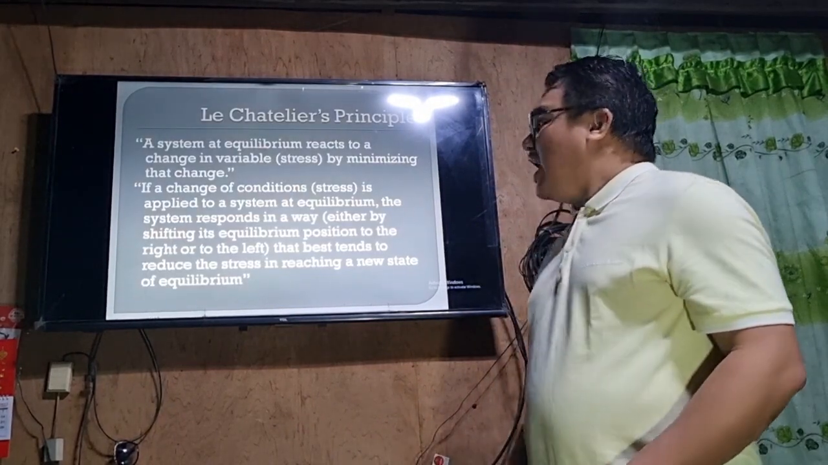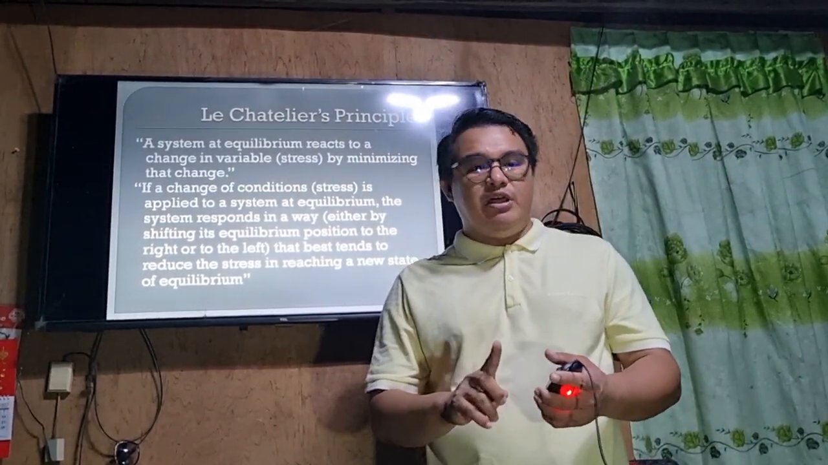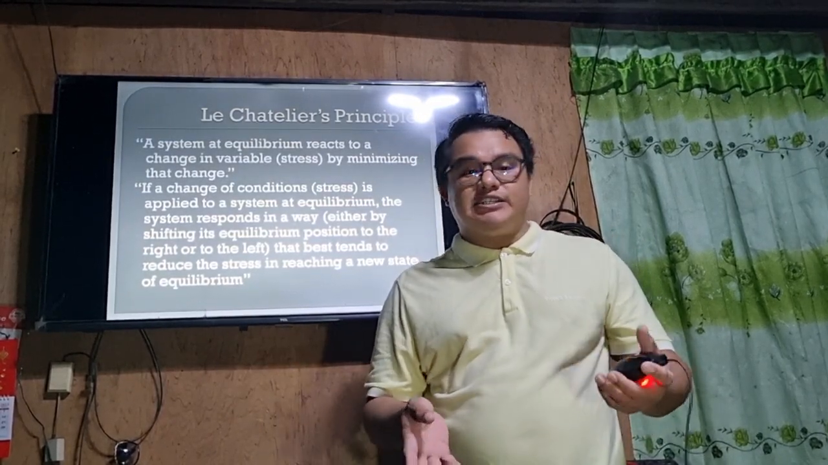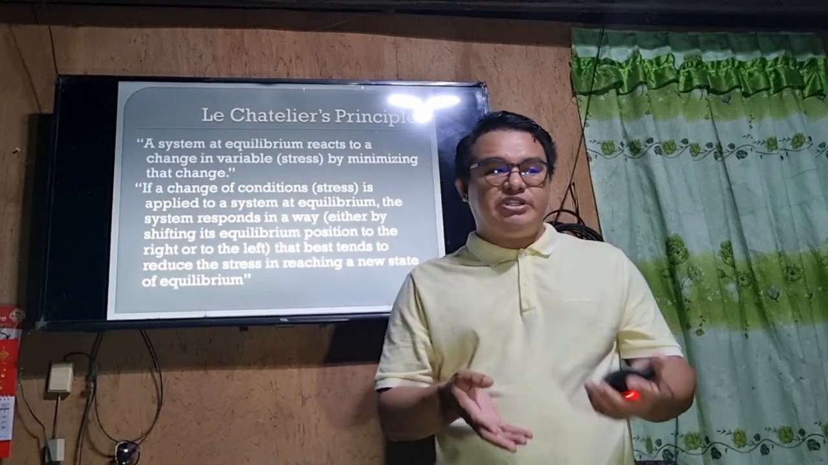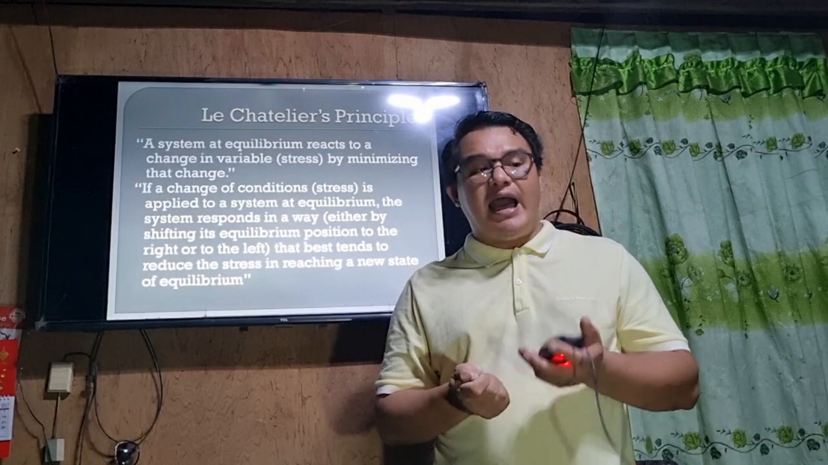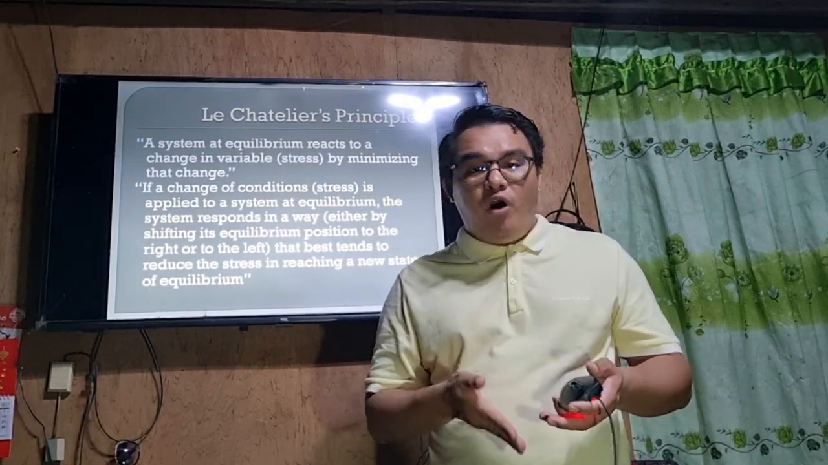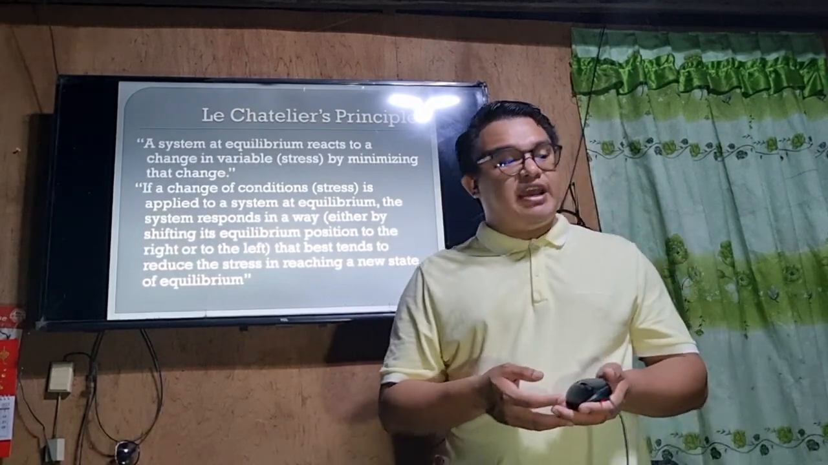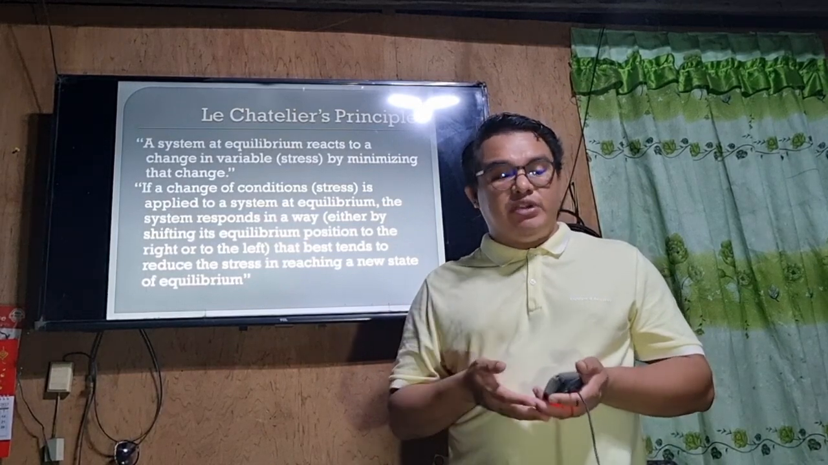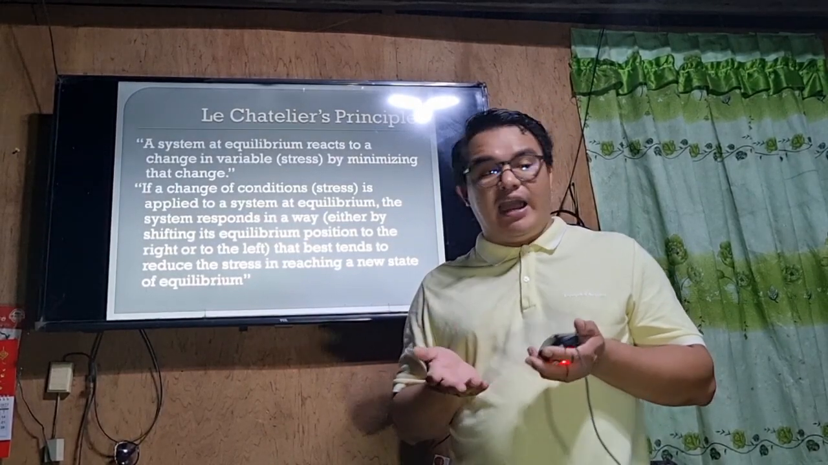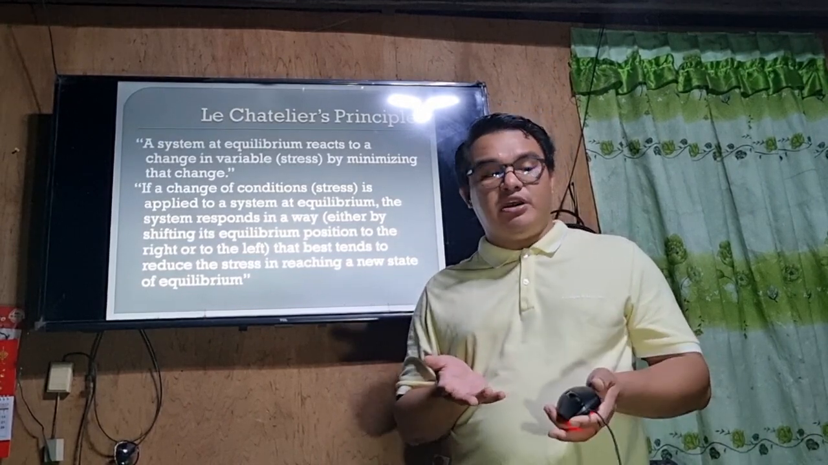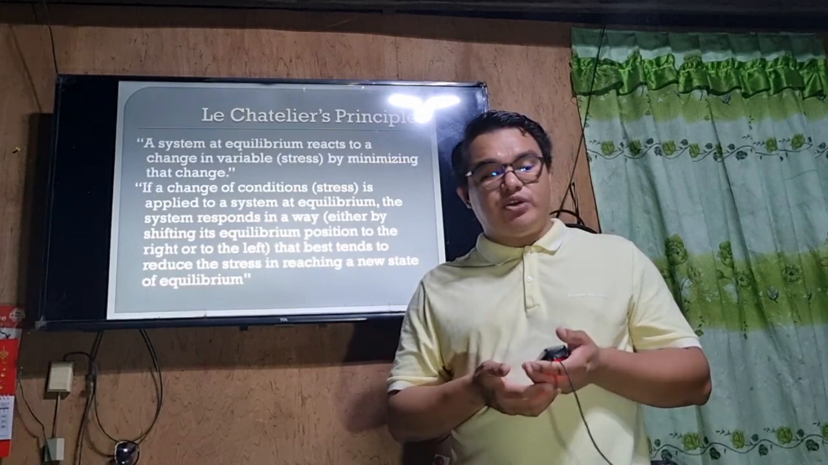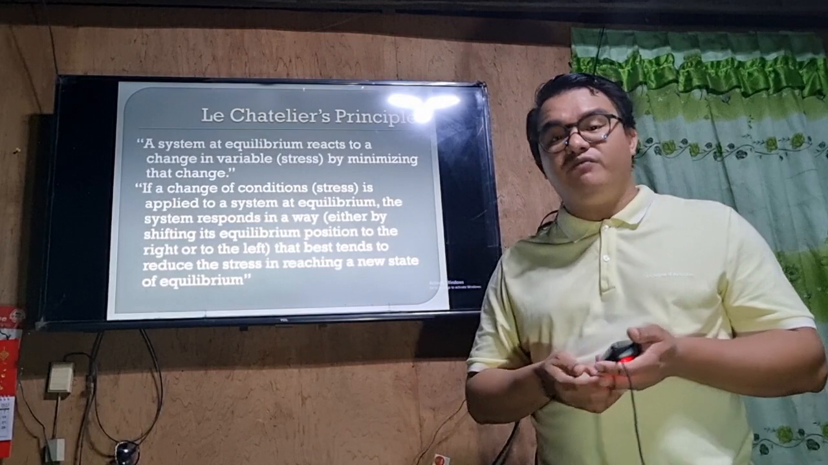Okay, so how about discussing Le Chatelier's principle? Why is it important in chemical equilibrium? This explains why a system at equilibrium reacts to a change in variable or stress by minimizing that change. If a change of condition or stress is applied to a system at equilibrium, the system responds by shifting its equilibrium position to the right or to the left, which tends to reduce the stress in reaching a new state of equilibrium.